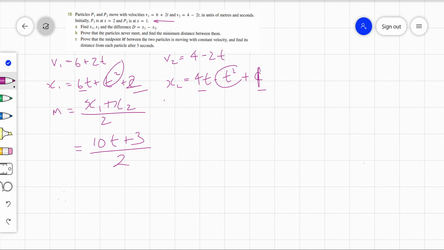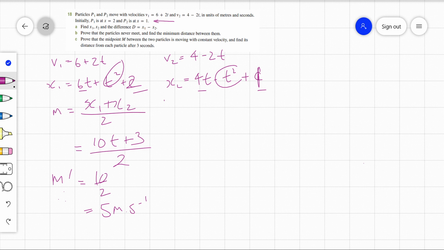So if I wanted the velocity, I would differentiate to get the velocity, which you can see would be 10 on 2 or 5. So it's going to be 5 meters per second. So you can see it's going to be constant. It's not depending on time at all. So that midpoint is moving at a constant rate, constant velocity there.